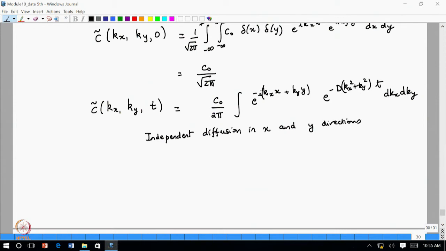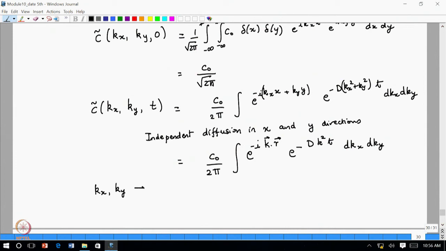Now suppose in this case I can write this in a slightly different form. I can write this as c 0 by 2 pi integral e to the minus I k dot r, okay, so the 2 pi, it will become 2 pi, okay. So you have an additional factor of 2 pi coming there. So now you have k dot r, okay, I am just writing it as k dot r e to the minus d k square t dkx dky, okay. Now what I will do is change from kx ky to k theta, okay, k and theta. So you are changing the kx and ky to plane polar coordinates, okay.